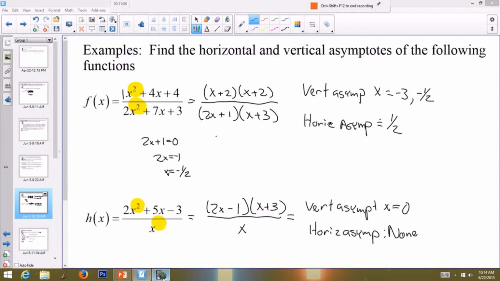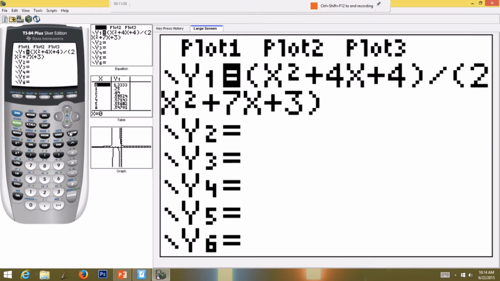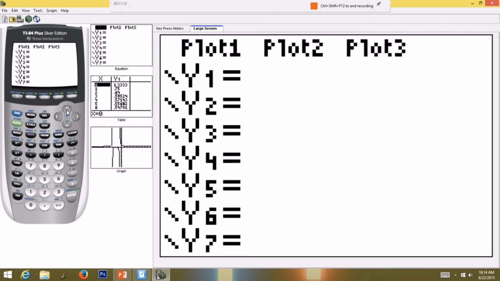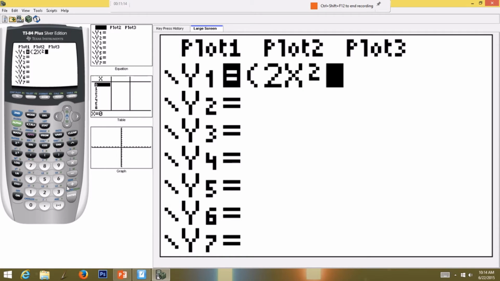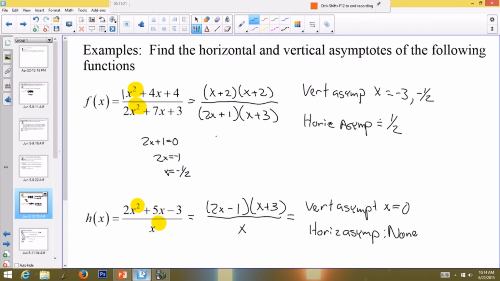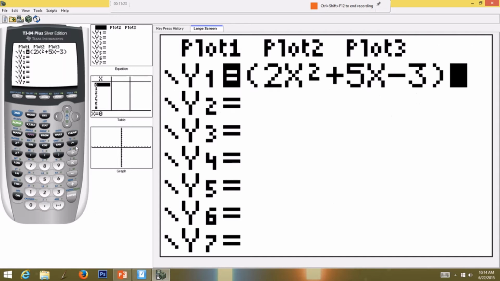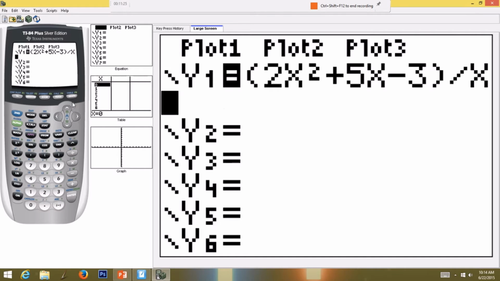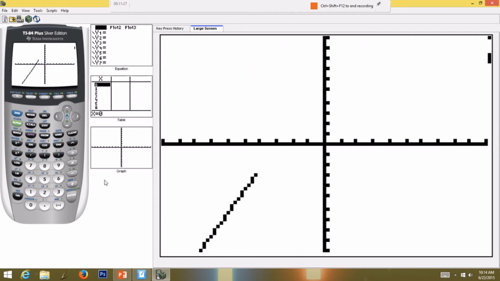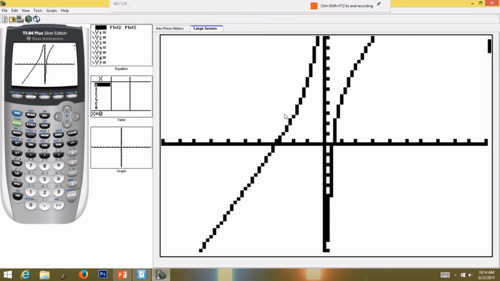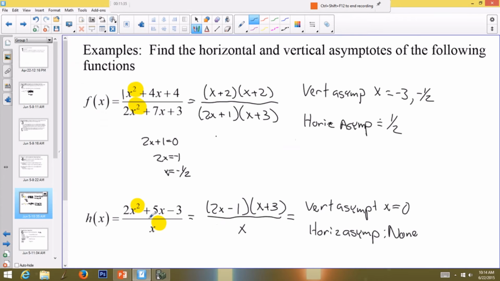And we can look at that real quick. Hopefully it won't crash on me. So let's see here: parenthesis 2x squared plus 5x minus 3, parenthesis, was that right? Yep. And then divided by x. And if you look at that, you'll see that I have no horizontal asymptote, but I still have my vertical asymptote at 0. All right.